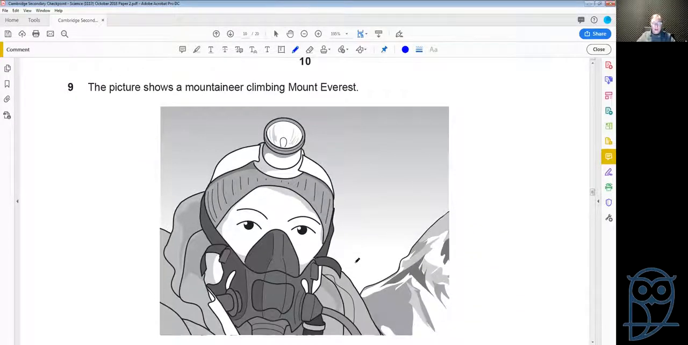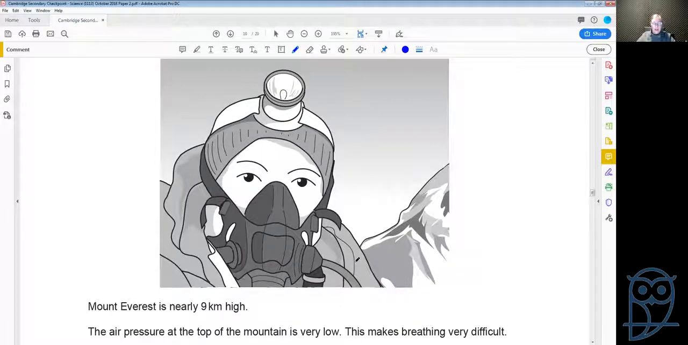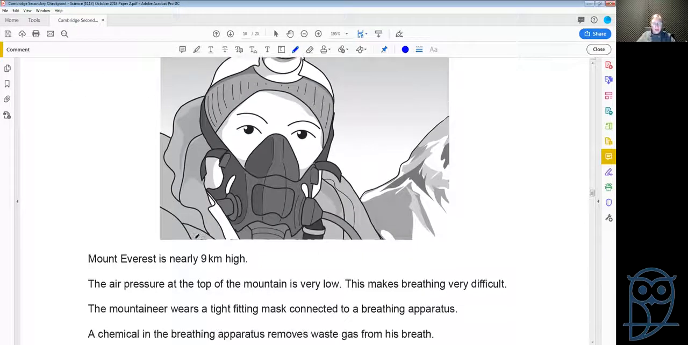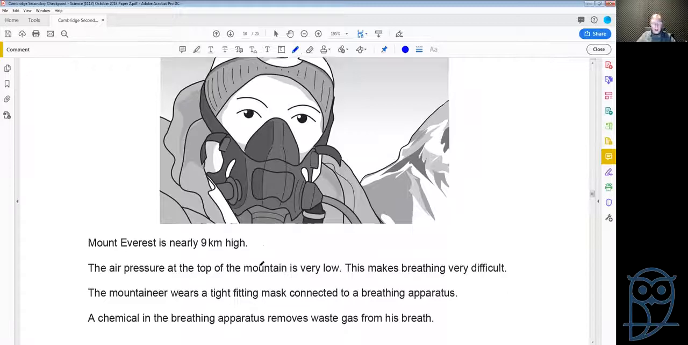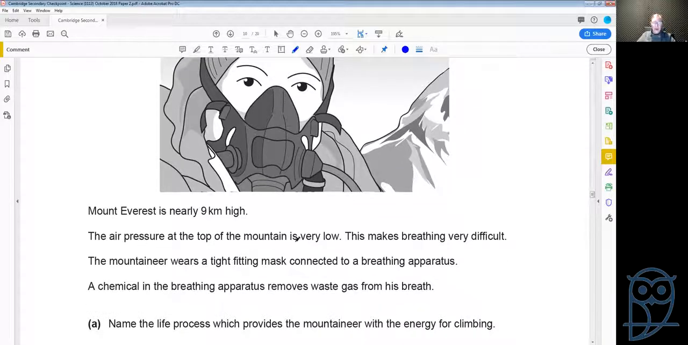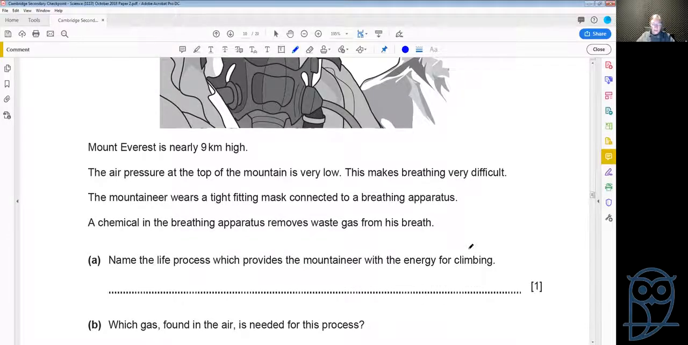Okay. So here we have a mountaineer climbing Mount Everest. Mount Everest is nearly 9 kilometers high. The air pressure at the top of the mountain is very low. This makes breathing very difficult. So the mountaineer wears a tight-fitting mask connected to a breathing apparatus. A chemical in the breathing apparatus removes waste gas from his breath. So, name the life process which provides the mountaineer with energy for climbing. So this is respiration.